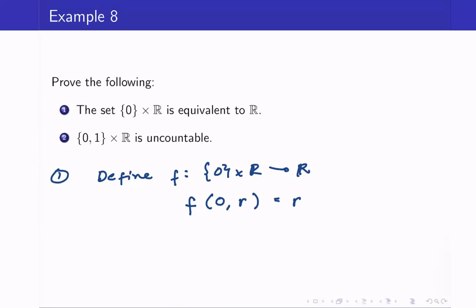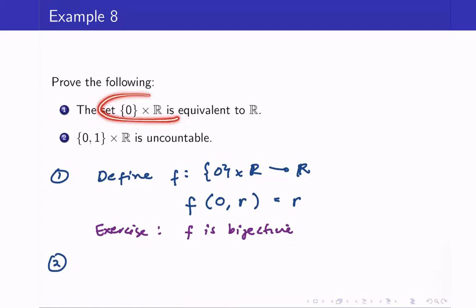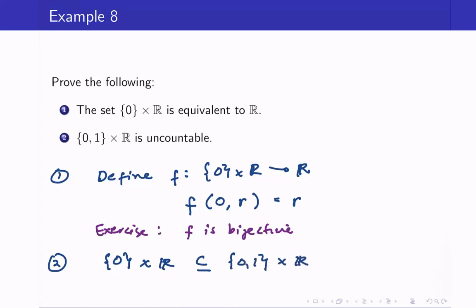And exercise. It should be easy for you to show that f is bijective. Next, to show that (0, 1) cross R is uncountable, how will we make use of the fact that we already know that this set is equivalent to R? What can you say about the set {0} cross R? Take note that this is a subset of this Cartesian product, right? However, by 1, this set here is equivalent to R, which makes this uncountable.